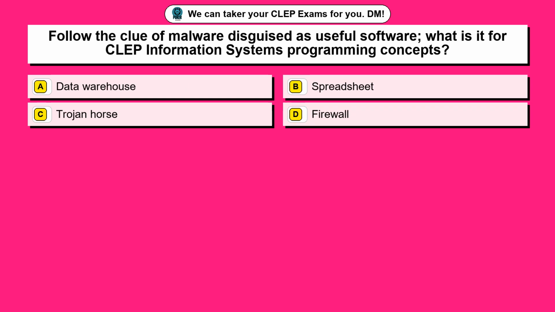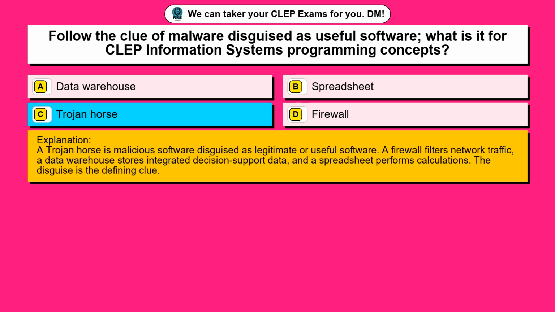Question 41. Follow the clue of malware disguised as useful software. What is it for CLEP Information Systems programming concepts? Option A. Data warehouse. Option B. Spreadsheet. Option C. Trojan horse. Option D. Firewall. The correct answer is option C. Trojan horse. A Trojan horse is malicious software disguised as legitimate or useful software.